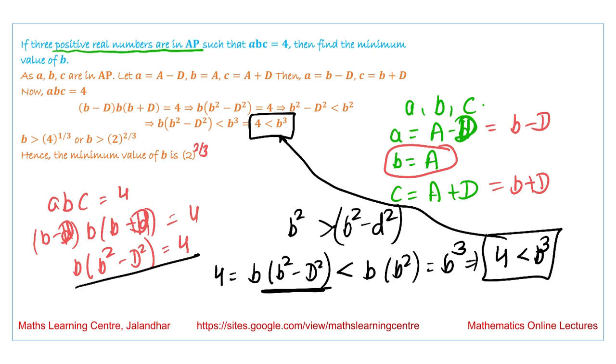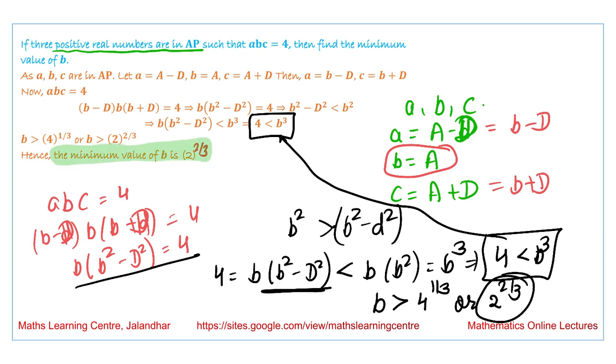So we are saying that B is greater than 4 raised to the power 1 by 3, or we can write 4 raised to the power 1 by 3 as 2 raised to the power 2 by 3. So we obtain the final answer in this form, that the minimum value of B is 2 raised to the power 2 by 3.